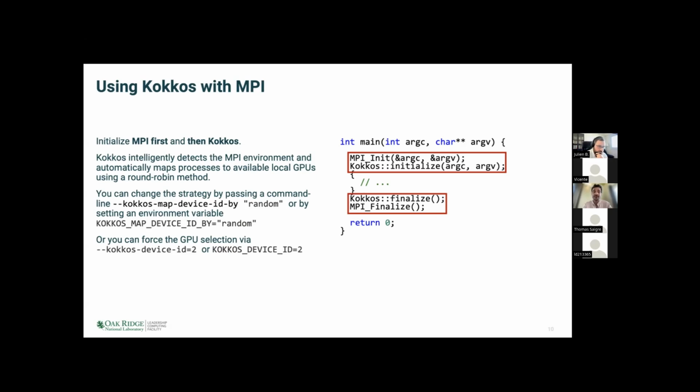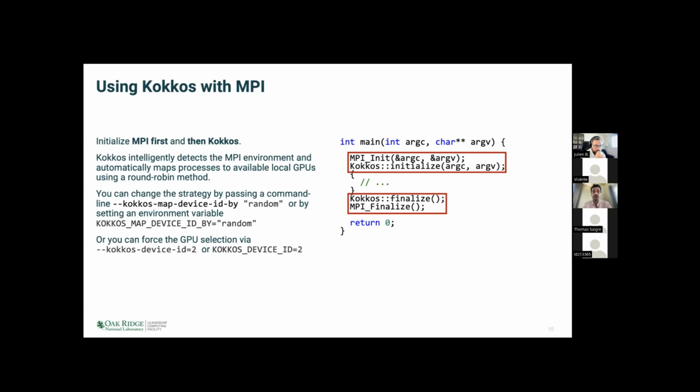The gist of it is that if you do initialize MPI first, then Kokkos can detect that and can do the right thing for you. That is, if you're running on a fat node that has multiple GPUs, you probably don't want all your processes to use the same GPU. You probably want to have the different runs select different GPUs. And if you follow the recommendation highlighted in red, this is going to be done automatically for you. You don't need to do anything.